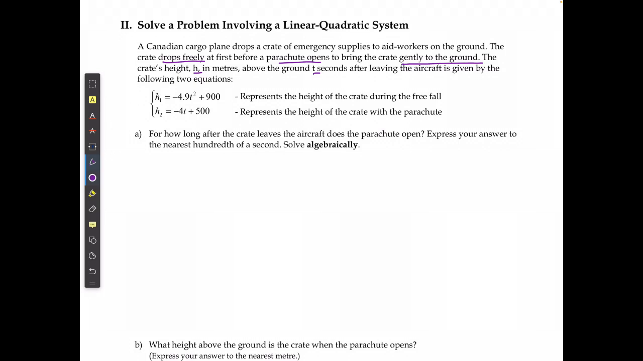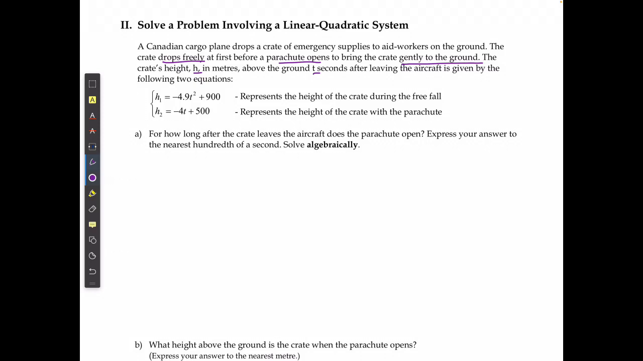two equations. So we have the free fall, h1 is equal to negative 4.9 t squared plus 900, or the height with a parachute, h is equal to negative 4t plus 500. For how long after the crate leaves the aircraft does the parachute open? Express your answer to the nearest hundredth of a second.